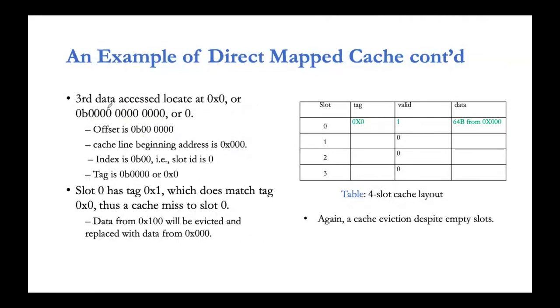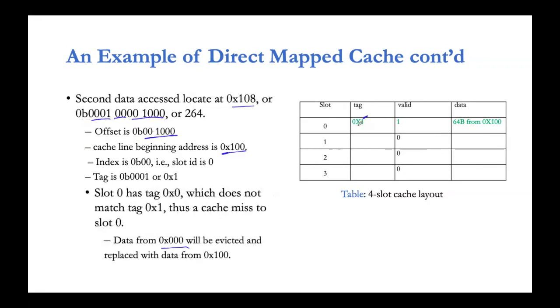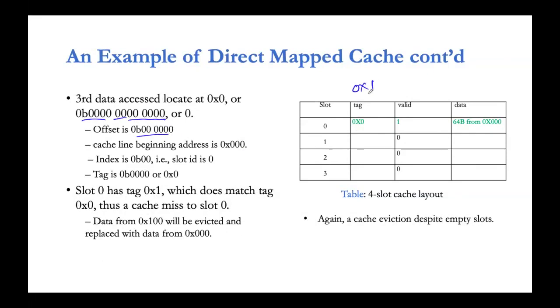So when the third data is accessed at location 00, the binary form of this one is this. The offset is this one, this one is the index, and this one is your tag value. First it checks index 1, and the valid bit is there, so the data is valid. Then it compares with the stored tag. Previously it was 01, right? For the third one, this 01 is compared with the upcoming one, that is 00.